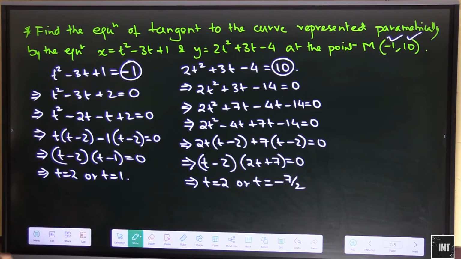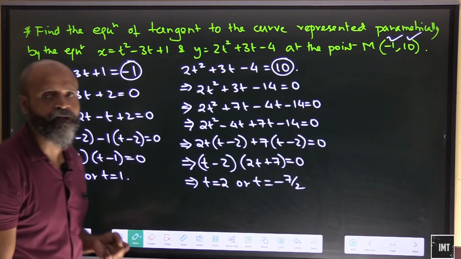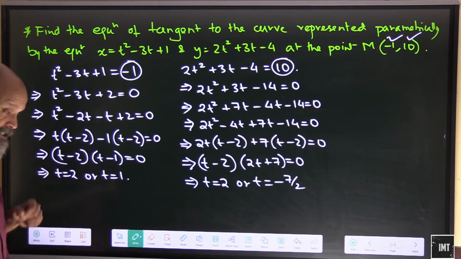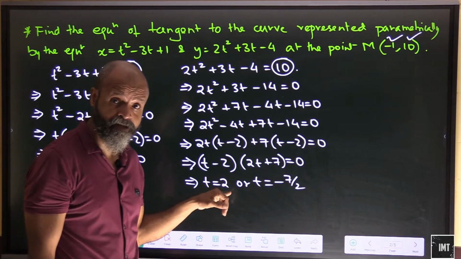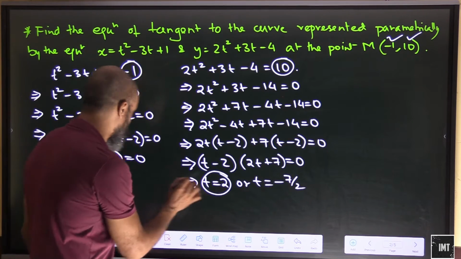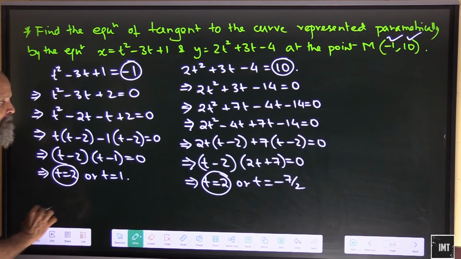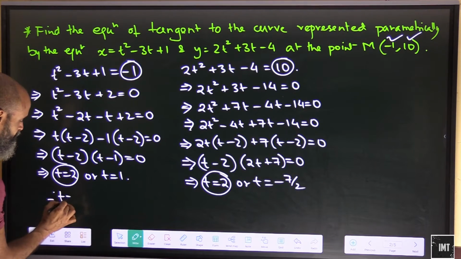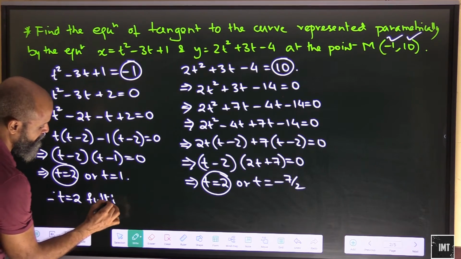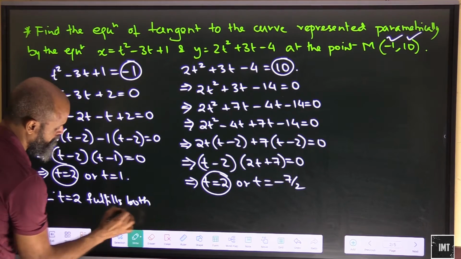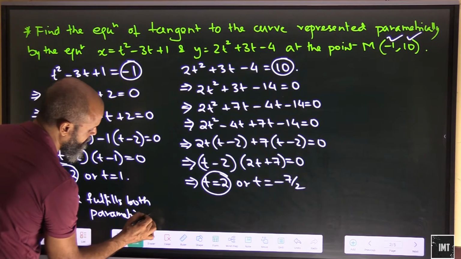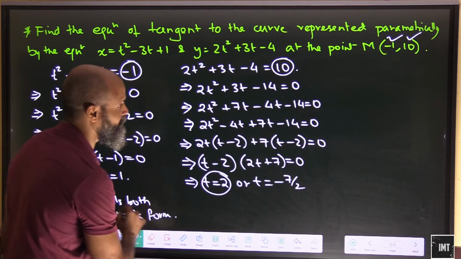So let's look at these two values which we have got for t from both the equations. In this case we have t is equal to 2 and t is equal to 1. In this case we have t is equal to 2 and t is equal to minus 7 by 2. So obviously t is equal to 2 is common. Therefore t is equal to 2 fulfills both parametric forms. So we'll take this as the common value here.